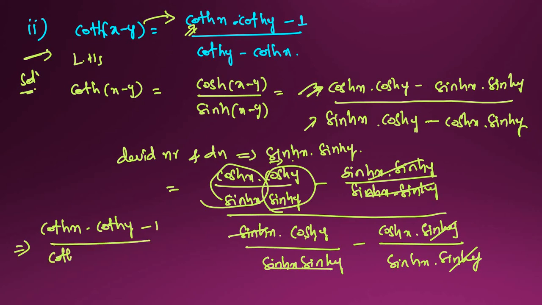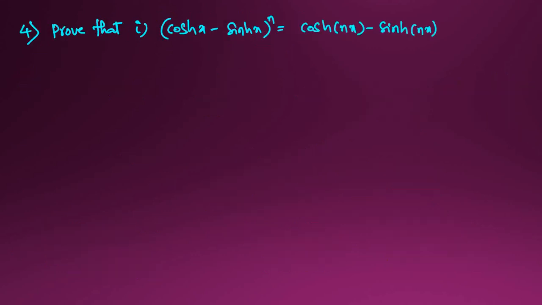So cot hy minus cot hx, cot hx will come here. This is the answer we have to prove here. Now moving to the next question, that is the fourth one. Here the fourth question is given, that we have to prove.